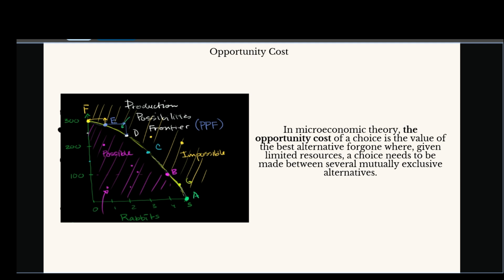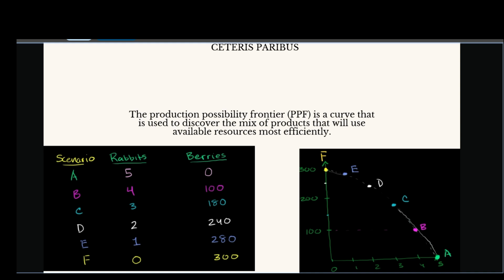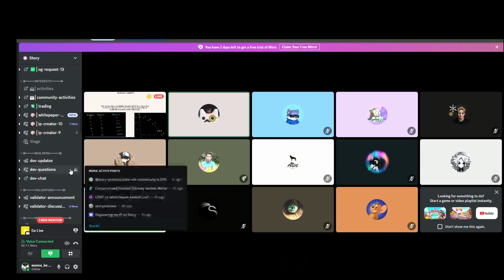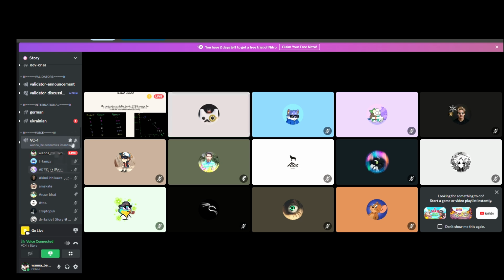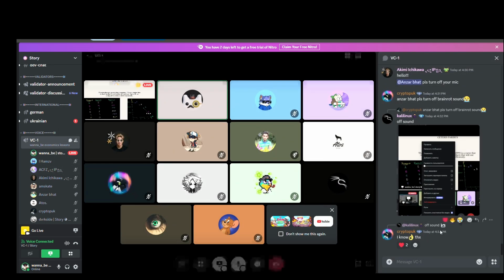Okay, let's make it stick. I will give you a quick question. What if we are at scenario E where we hunt one rabbit and gather 280 berries, and we want to fast, eating only berries and no rabbits? So basically go to scenario F. What will be the opportunity cost of 20 more rabbits? Can anyone guess the answer to this already? I will open the chat.